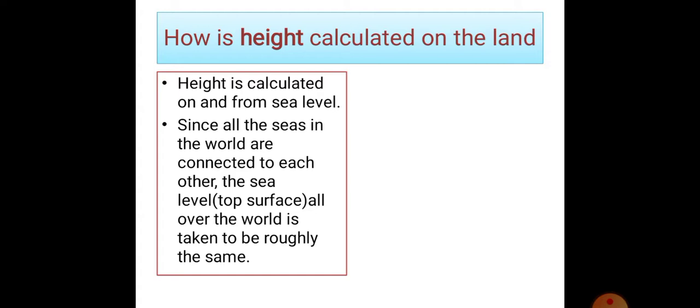Now if you've seen, all the seas and the oceans are connected to each other, but there are sometimes high and low tides as well, depending on the weather and the season. So roughly a figure is taken, because it's the same all over the world. It cannot be high in India and low in other parts of the world. It is one and the same. So they have taken a rough picture. The measuring of the land happens above the sea level, anything above the sea level.